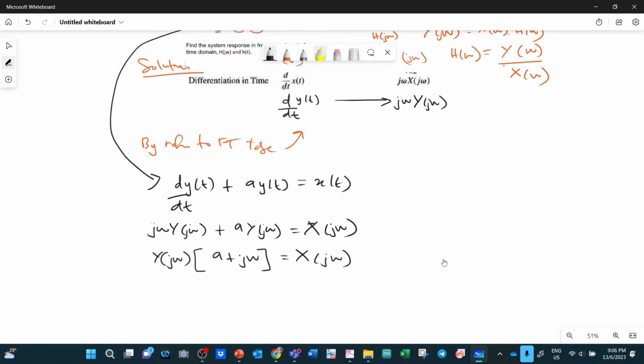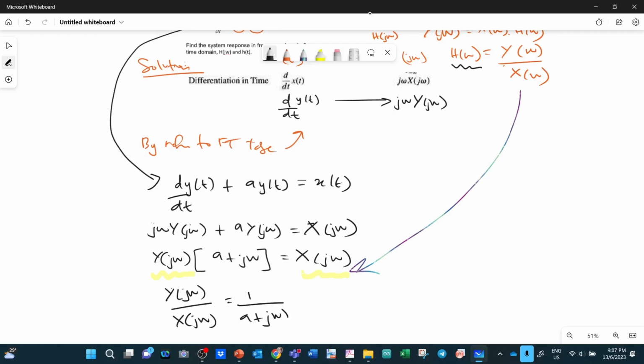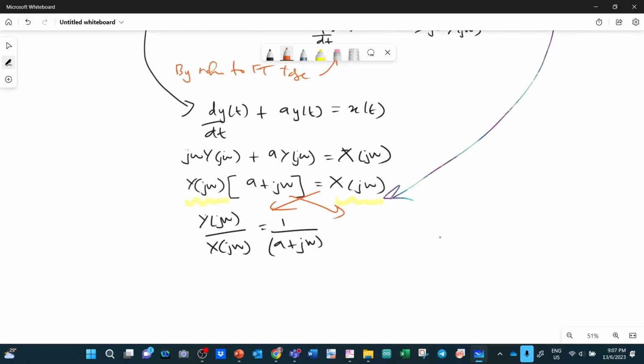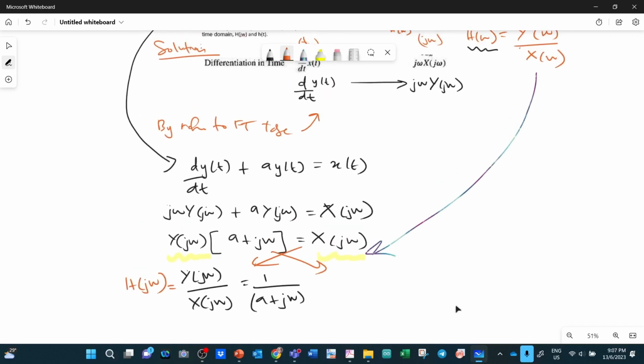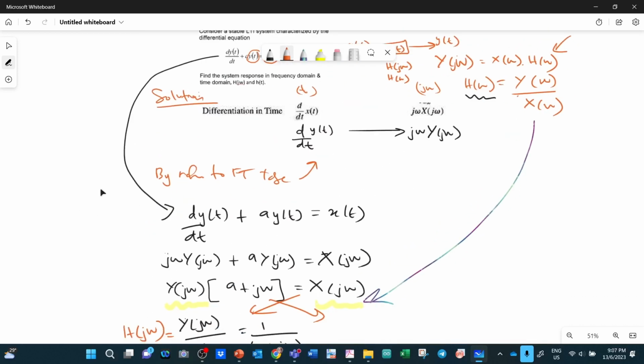So you need to compare it with this one. You want to find what is H(omega). So H(omega) is Y(omega) over X(omega). You have Y(omega) over here, you have X(omega) over here. Rearrange it, Y(j omega) over X(j omega), you get 1 over (a plus j omega). Move it to the right side like this. So this will be equivalent to H(j omega). So you get it in the frequency domain.